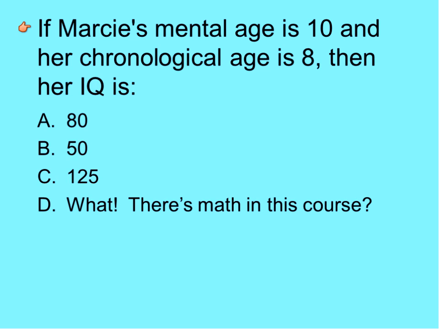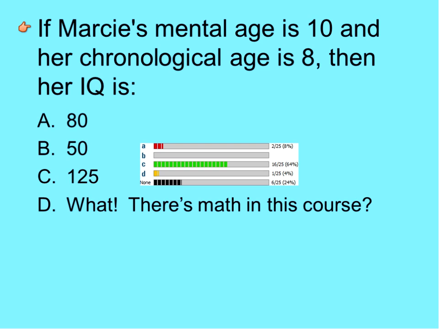All right, I think we're good. Let's take a look at the results here. All right, most everybody got this one. Let's see, it's 125. It's mental age 10 over chronological 8. So that's 1 2/8, or 1 1/4. 1.25 times 100 gives you 125. Or you could just look at the fact that her mental age is bigger than her chronological age and know that the answer's got to be more than 100. Okay, and there we go.